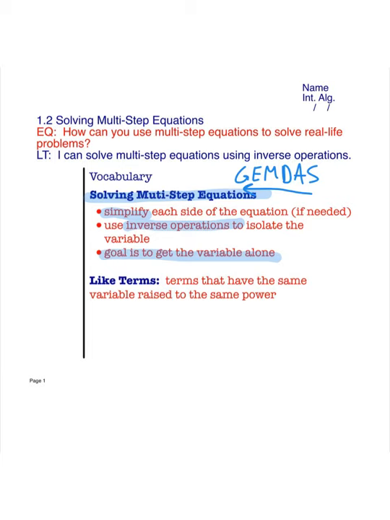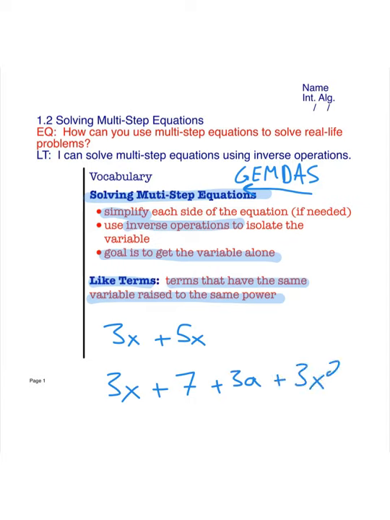And then the last vocab term is like terms. Like terms are terms that have the same variable raised to the same power. So 3x and 5x are like terms, but 3x is not a like term with just 7 because they do not have the same variable. It is also not a like term with 3a because a and x are different variables. It's also not a like term with 3x squared because they are not raised to the same exponent.